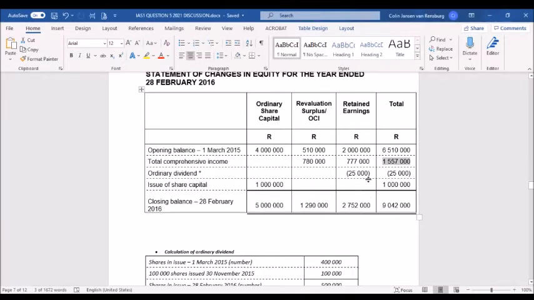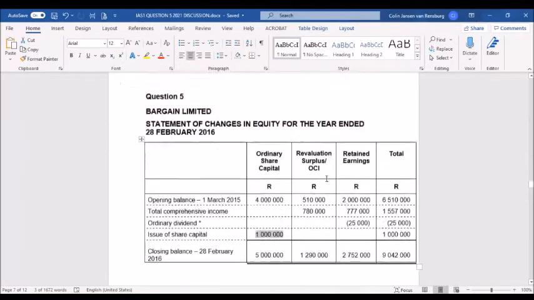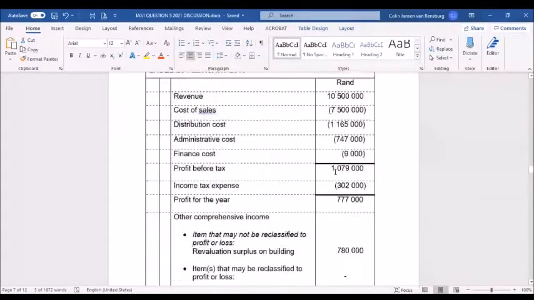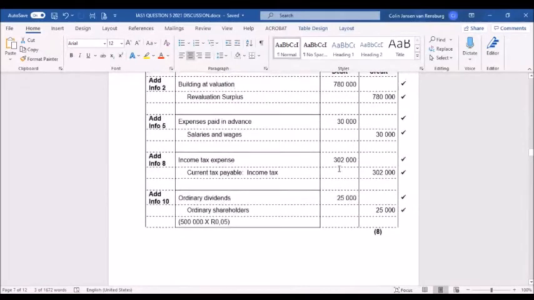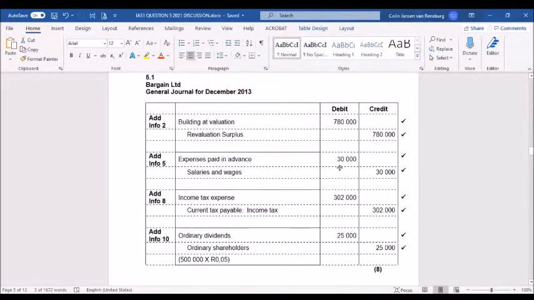Okay, so now we've got to see what else happened during the course of the year. We've already seen that 1 million rands worth of shares, the 100,000 shares that were issued at 10 rands each, has changed our ordinary share capital. But there was something else that we also recorded as part of our year-end journal entries that had an effect on our statement of changes in equity. So let's have a look at our journal entries here.